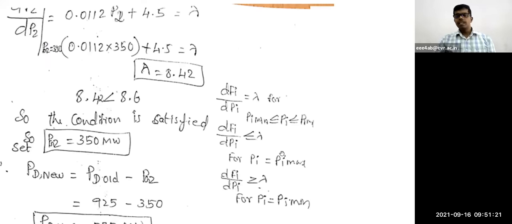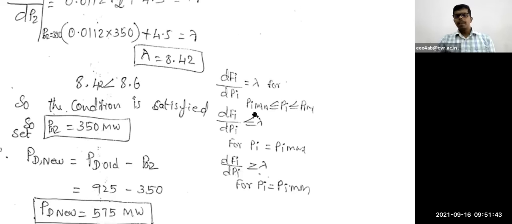So PG2 is equal to PG2 maximum. These three optimality conditions we have derived. That is dFi divided by dPi is equal to lambda for Pi minimum less than or equal to PGi less than or equal to PGi maximum. Next, dFi divided by dPi is less than or equal to lambda for Pi is equal to Pi maximum, and dFi divided by dPi greater than or equal to lambda for Pi is equal to Pi minimum. So these three operating conditions we have derived.